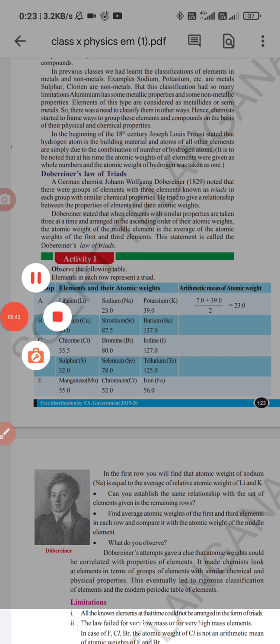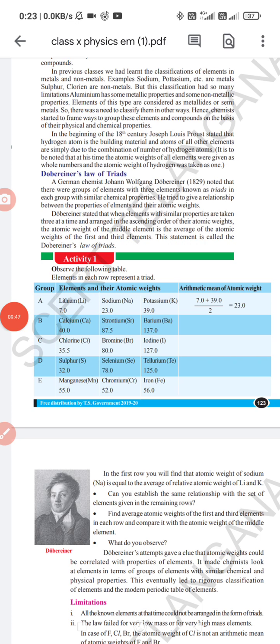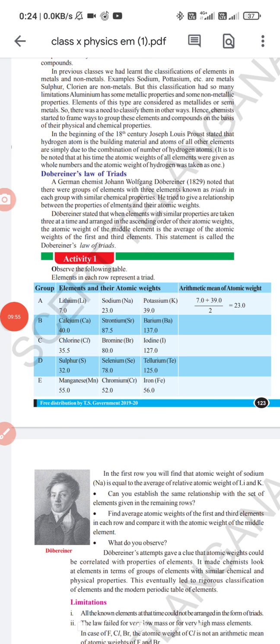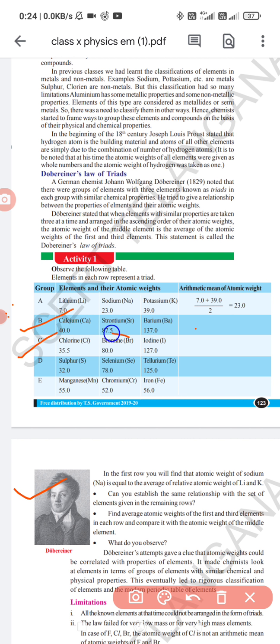He arranged these three elements in group B. In the same way, we have to calculate the atomic average of the atomic weights of chlorine and iodine, and compare it with the atomic weight of the middle element, that is bromine.